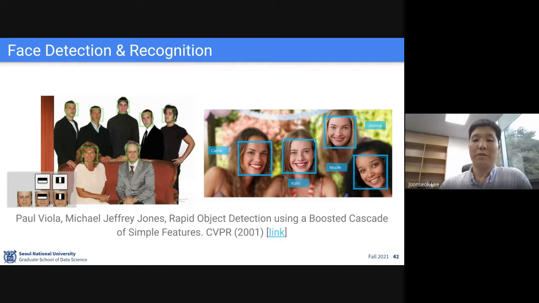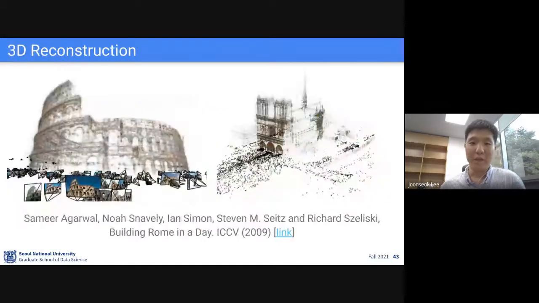These kinds of things emerged in 2001, and after that they were developed a lot, very quickly, using the emergence of deep learning. And all of these are from the pre-deep learning era, by the way.